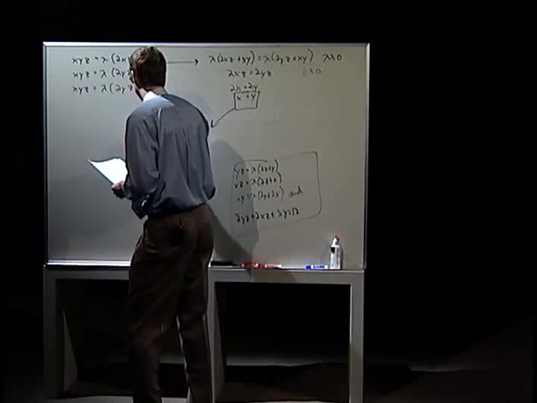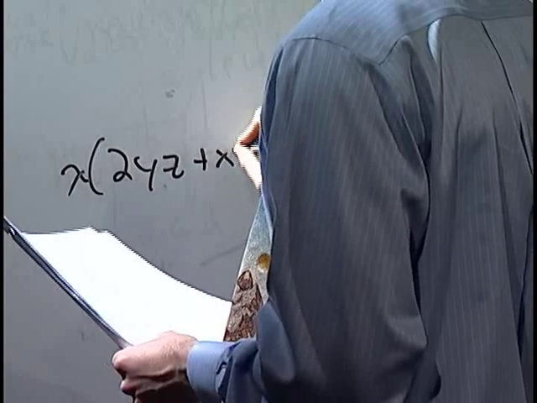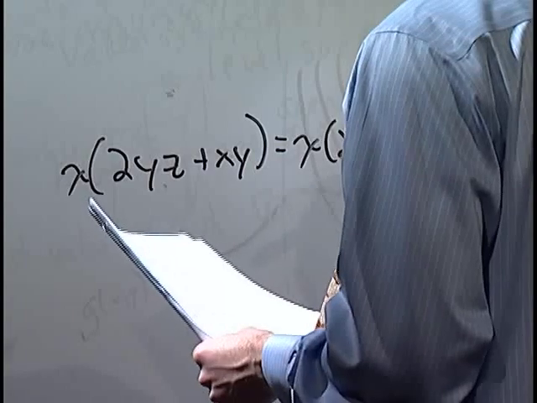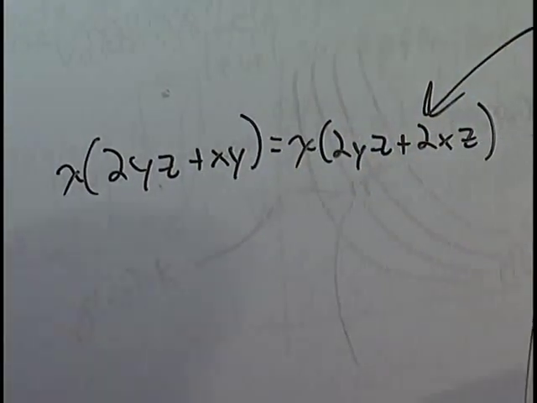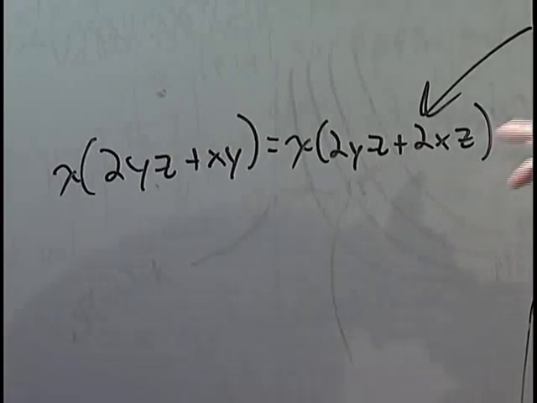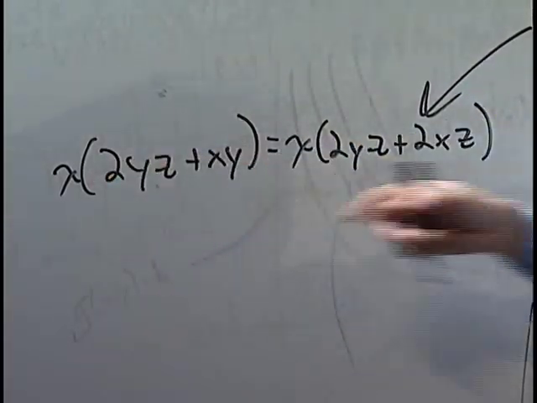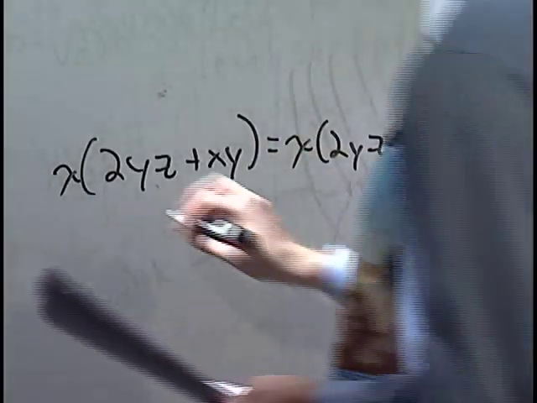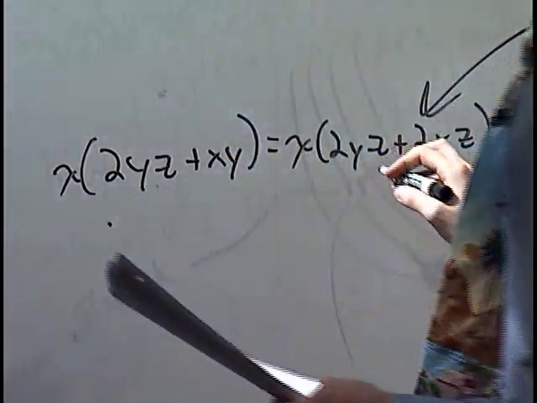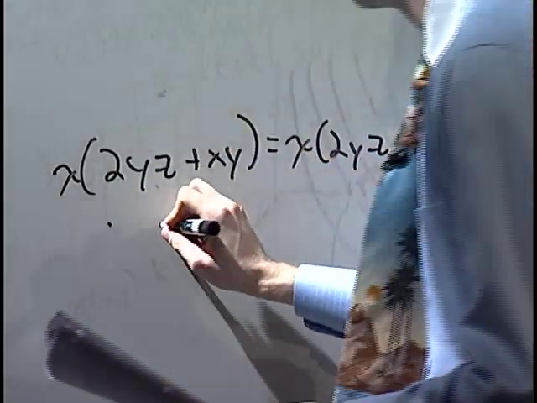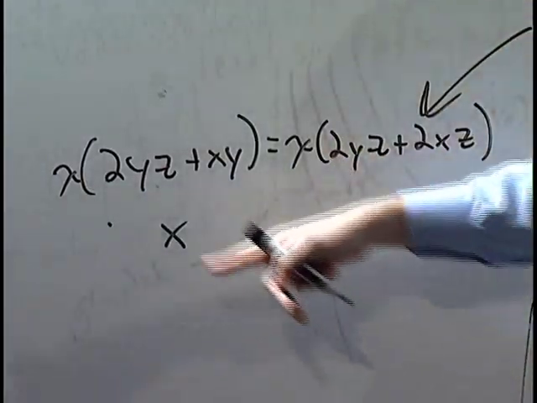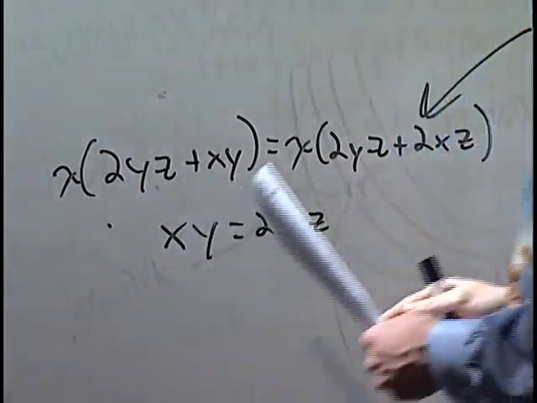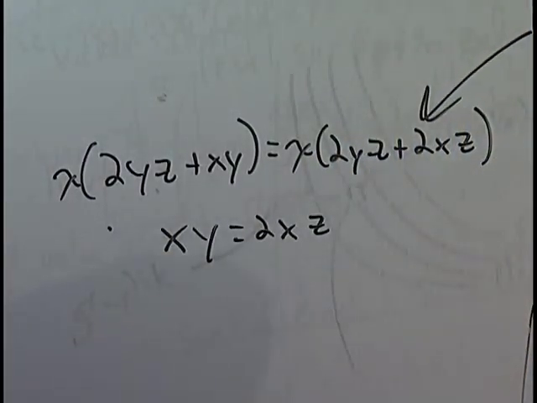So we have lambda times 2yz plus xy equals lambda times 2yz plus 2xz. Again, these are slightly different, but there are two parts that are equivalent to each other. So again, we can divide by lambda, since it's not 0. And we subtract 2yz from both sides, and we get xy equals 2xz.